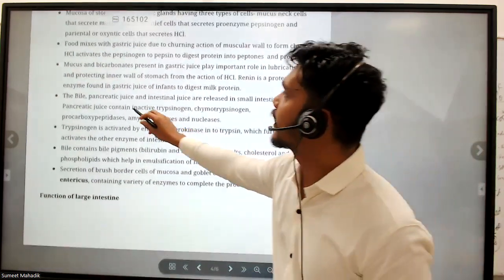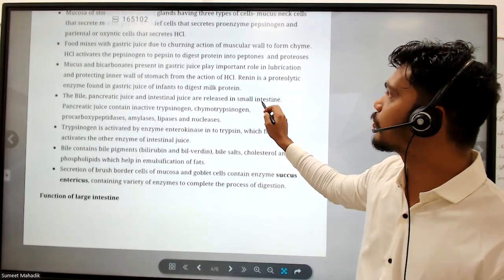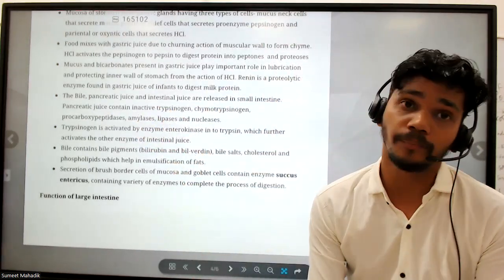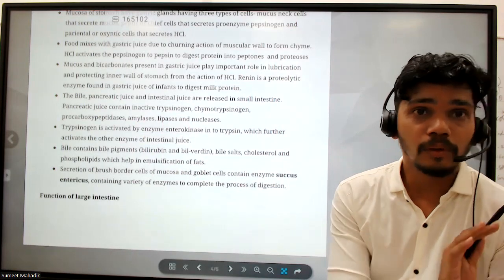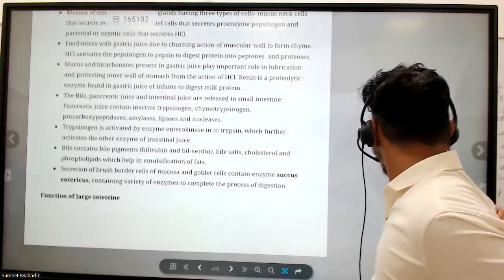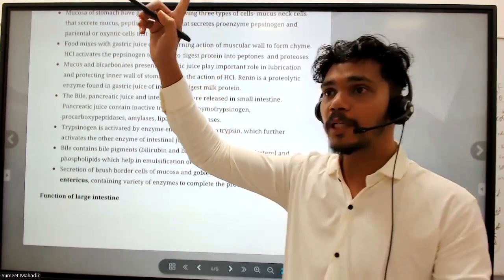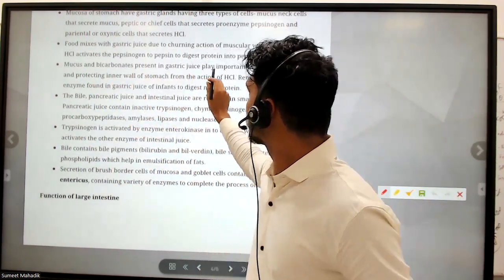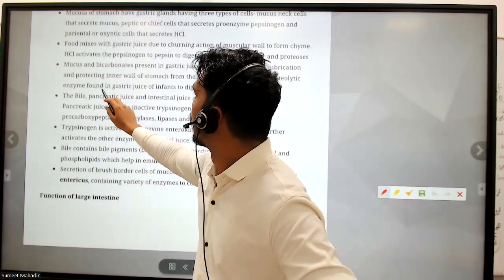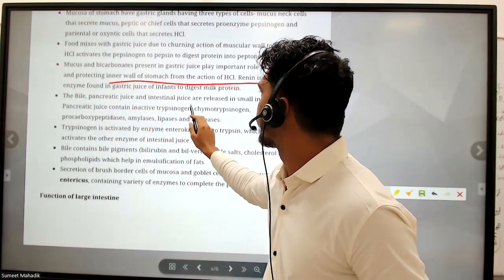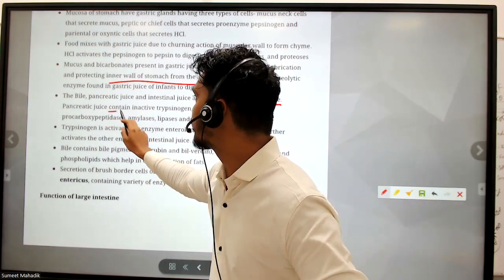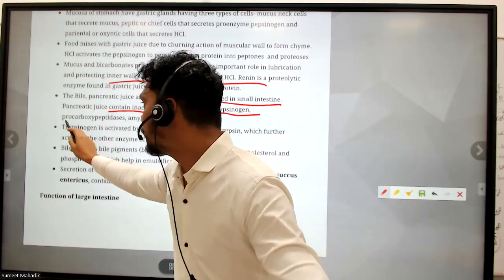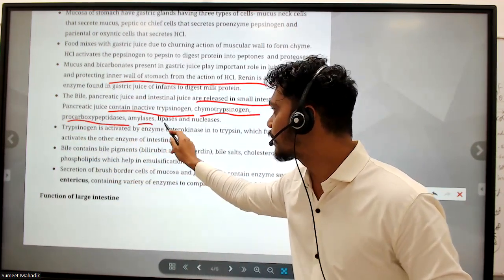The bile, pancreatic juice, and intestinal juice are released in the small intestine. Pancreatic juice contains the inactive trypsinogen. What is meant by inactive, not yet active? Why are they not active? First pepsinogen will work, then trypsinogen will work. Okay, so released in the small intestine, pancreatic juice contains inactive trypsinogen, chymotrypsinogen, then procarboxypeptidases, amylase, lipase, and nuclease.